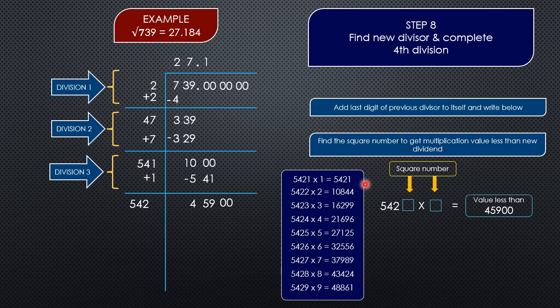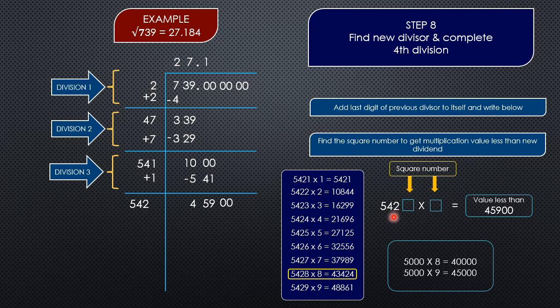5421 into 1 is 5421. 5422 into 2 is 10844. And as we go on, you will notice 5428 into 8, which is equal to 43424, is more closer to but less than 45900. We can also use the approximation technique which we learned to save some time.